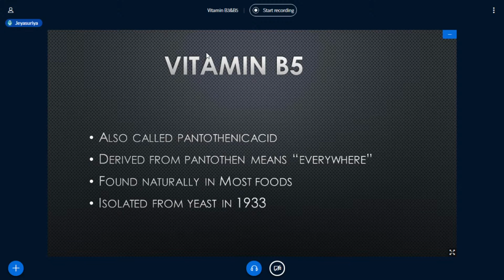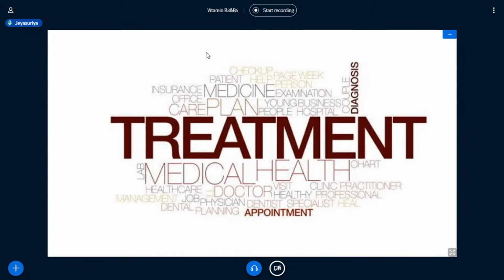Moving to vitamin B5, I would like to add more on the treatment part of vitamin B3. In moderately severe cases, nicotinic acid and/or nicotinamide is given at somewhere around 100 to 300 milligrams per day orally. In case of mental symptoms that are diagnosed, they must respond within 24 to 48 hours, and the condition requires somewhere around 3 to 4 weeks of therapy.